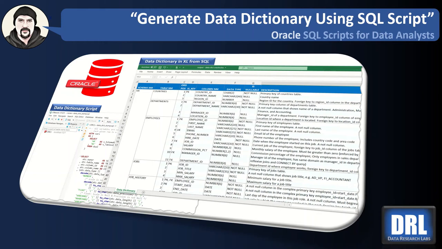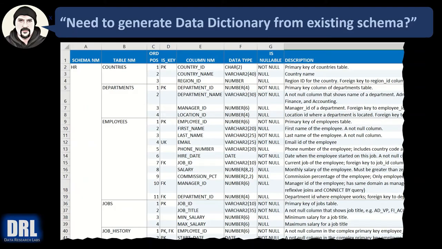For this tutorial, we're going to discuss how to generate a data dictionary from an existing schema using a SQL script in Oracle. Do you need to generate a data dictionary from an existing schema where the schema name, the table name, the ordinal position, the column name, whether or not it's a key, foreign key, primary key, unique key, maybe it's both, the data type, whether or not it's nullable, and really important, the description. As long as it's present in the schema, we can pull it out. Do you want to have all those things automatically generated into a data dictionary from an existing schema?